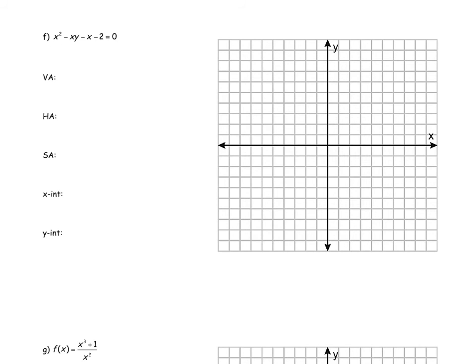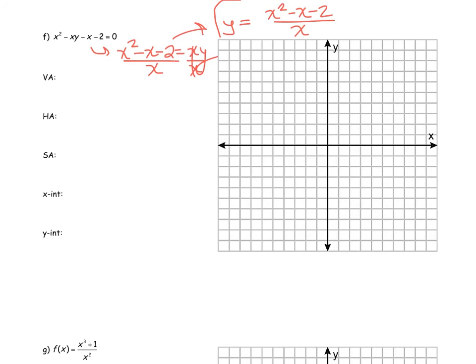So I would pause the video here and just start to get y by itself. All right, so hopefully this is what you are looking at. y equals x squared minus x minus 2 all over x. Again, all I did was just algebra and I got y alone. Now let's actually start to figure out some things about this graph.